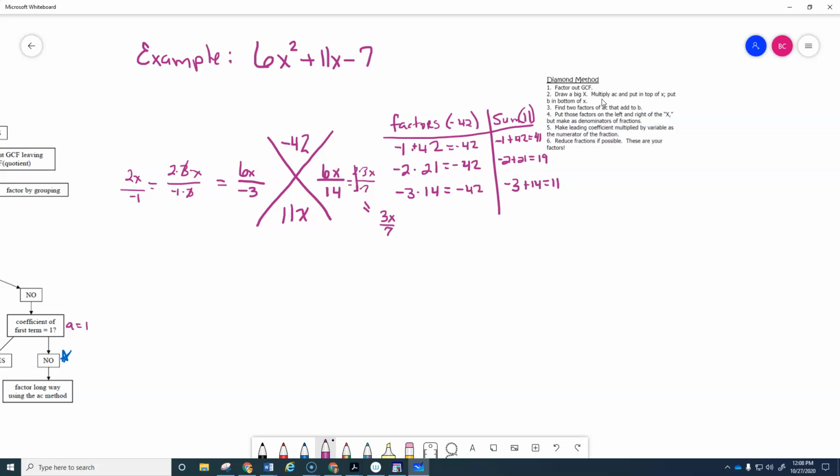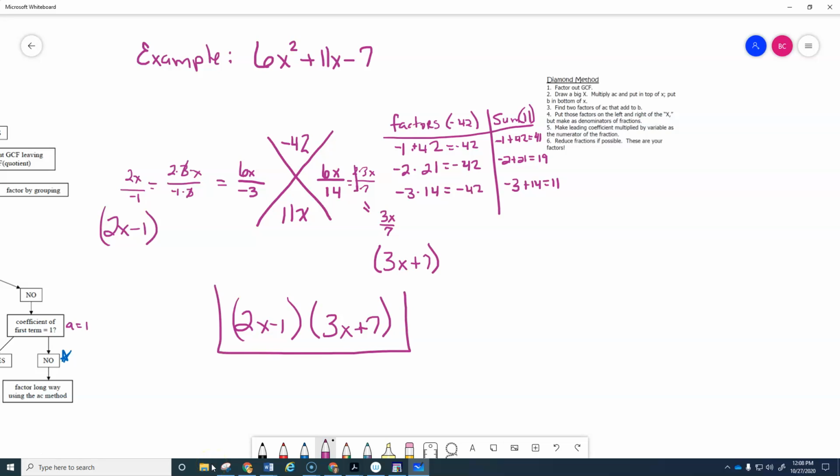And this is why it's not mathematical at all, because this thing that looks like a fraction becomes one of your binomials. That's the number that goes in the front, that's the number that goes in the back. And this one right here is the other binomial, 3x plus 7. So the final answer is 2x minus 1 times 3x plus 7. And that's the diamond method. I don't like the diamond method, but if you like it, you can do it. The process will be the same every time.